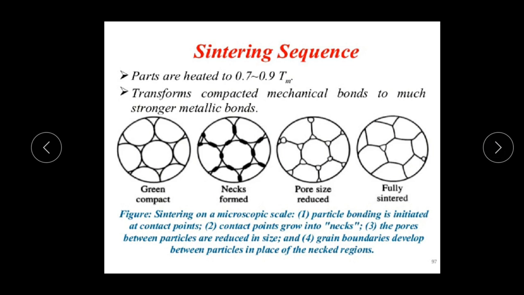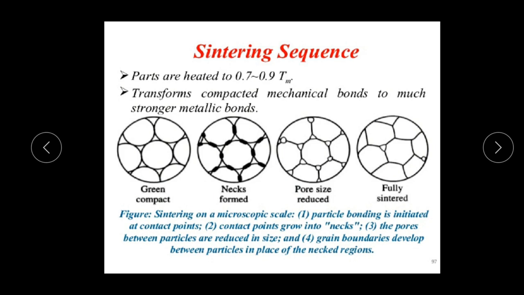And let's come to the sintering sequence. How does the sintering sequence begin, dear students? Let us discuss through this image. What we can see, the image is indicating how the sequence begins in the sintering process. As we can see, image one is a green compact, the second image indicates neck formation, the third one is pore size reduced, and the fourth one is fully sintered structure.